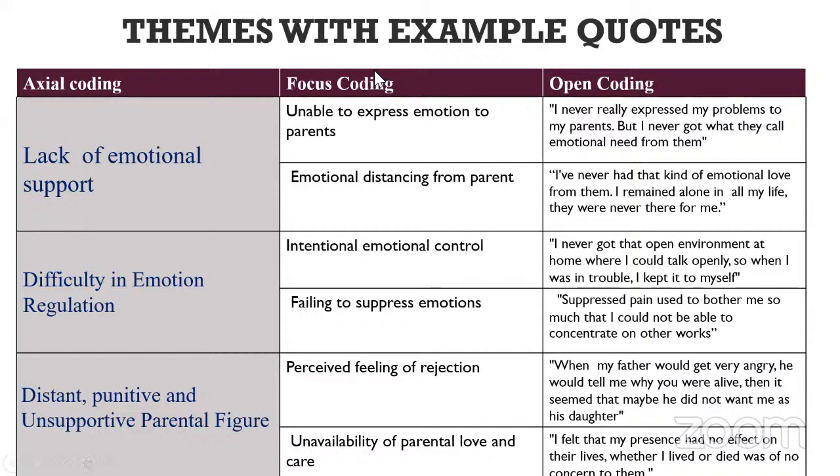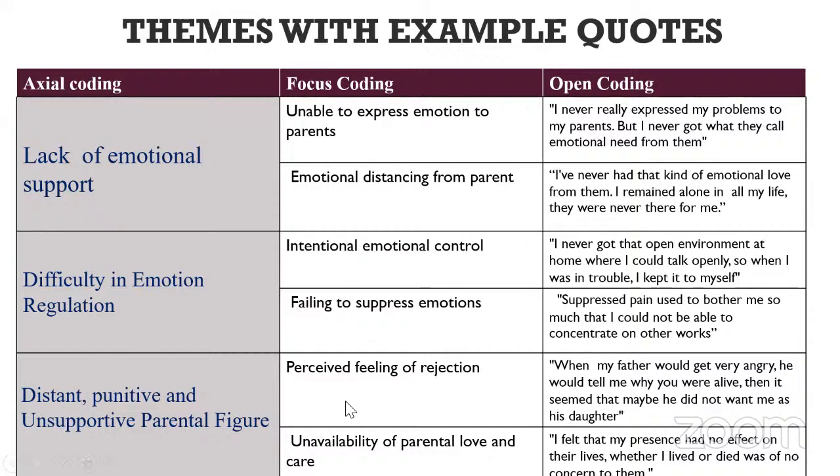Okay, you can see that from the first two interviewees' expressions, we can see that there is a lack of emotional support they have perceived. In the second two, we have seen intentional emotional control and failing to suppress emotions. So from these focus codings, we can derive this axial coding. We can club these codings and make one axial coding: difficulty in emotion regulation.